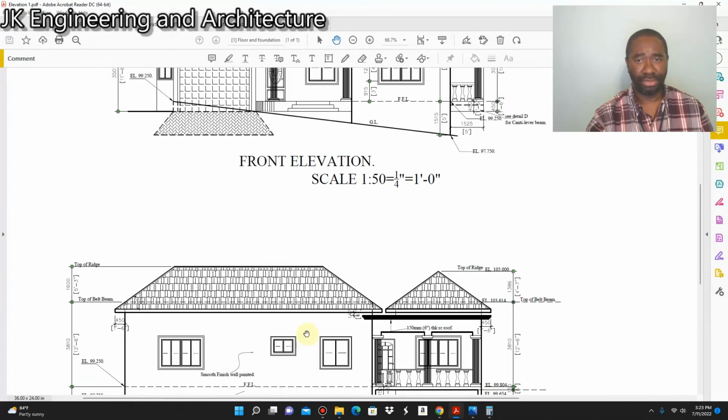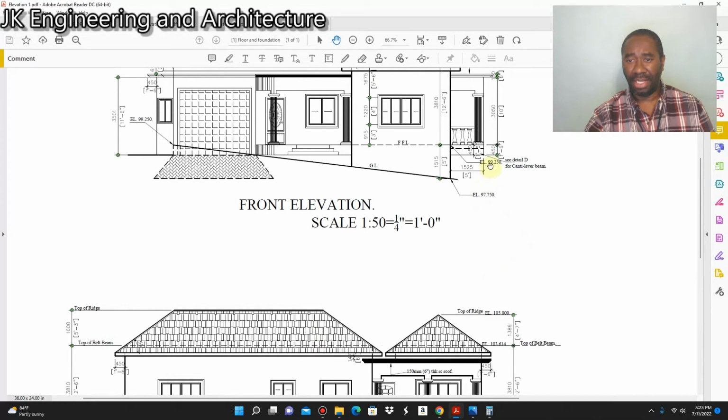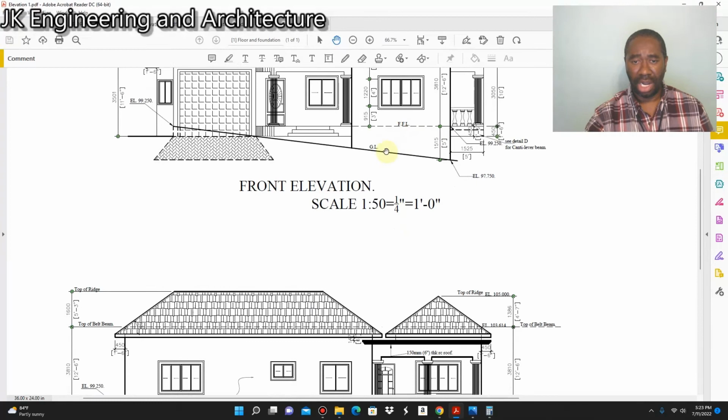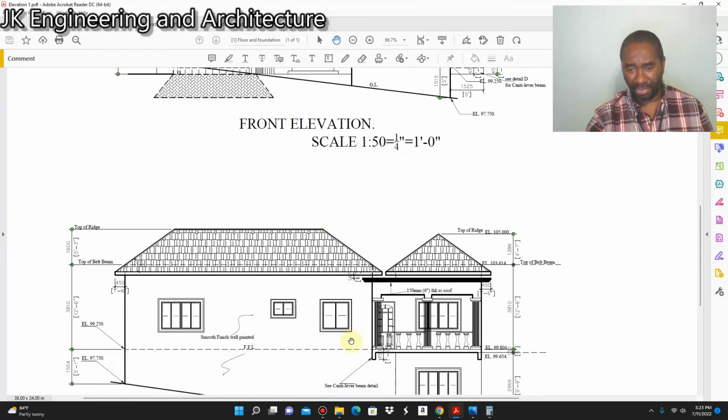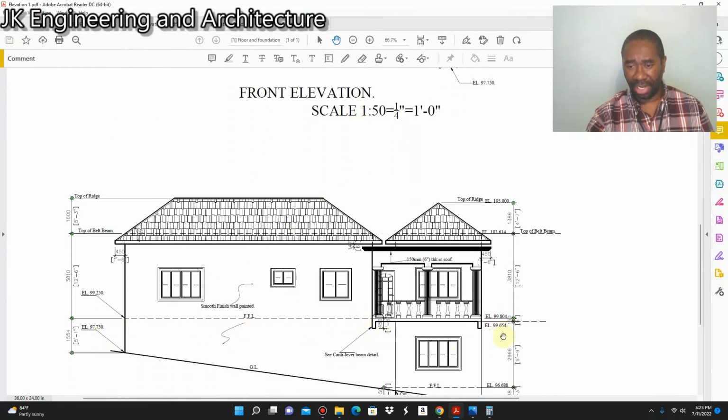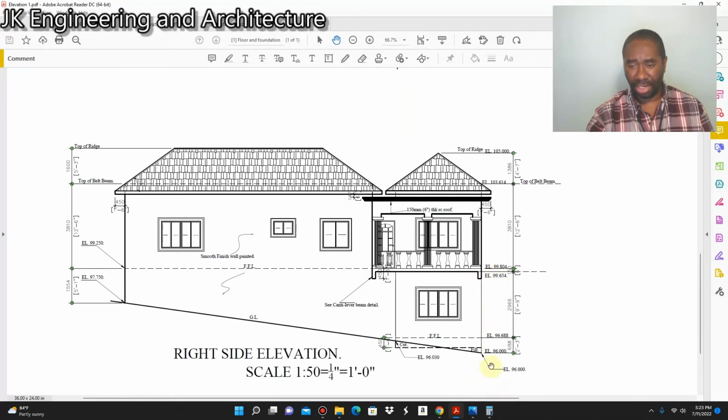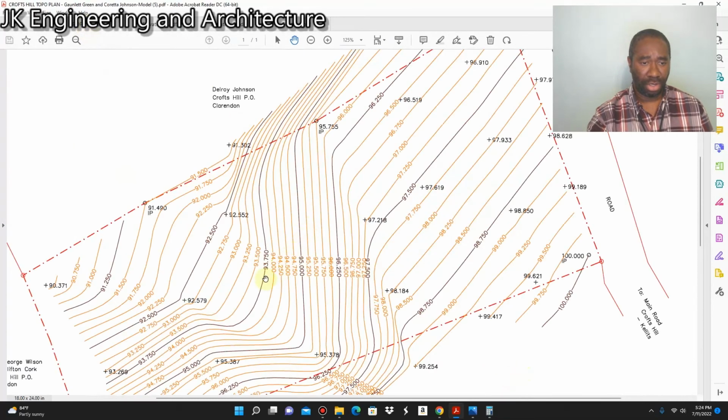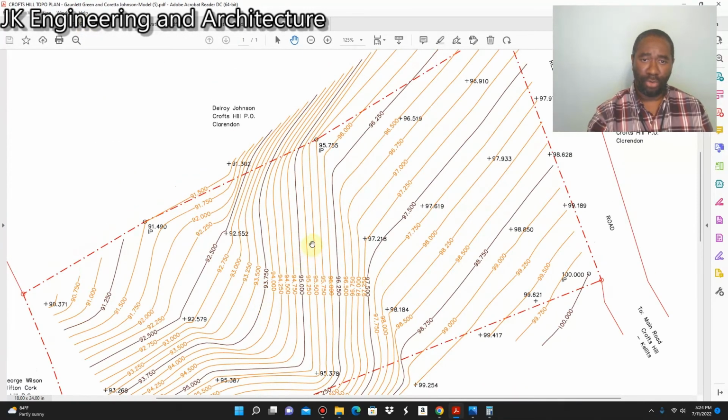So if you notice, at 99.250, I level this line here all the way through to the back of the building, and I'm getting an elevation of 99.654. And the elevation on the land itself, on the surface, is 96.00. So let me show you that. So right here, we're going to look for 96.00. So this is 96.00 here. So the back part of the building is going to cut this line here.